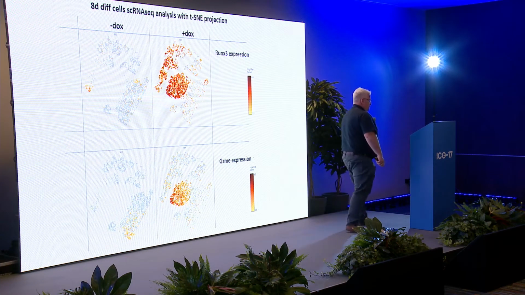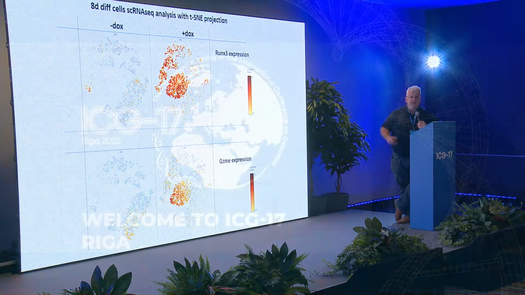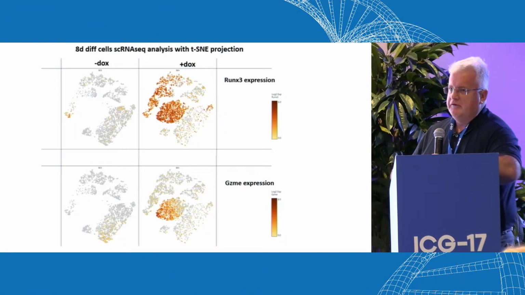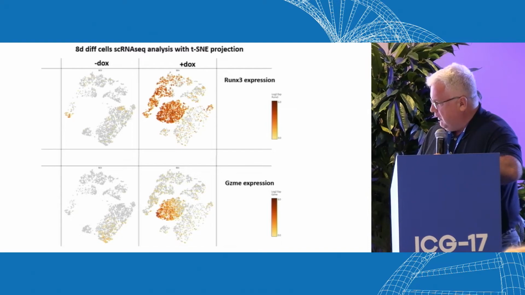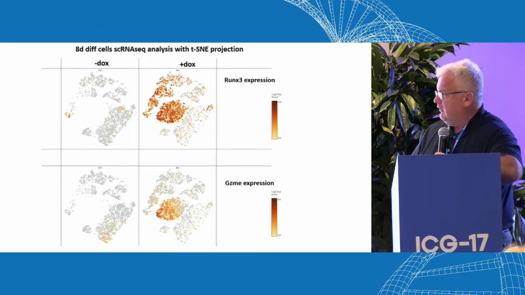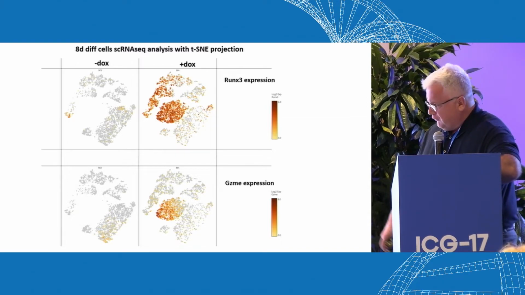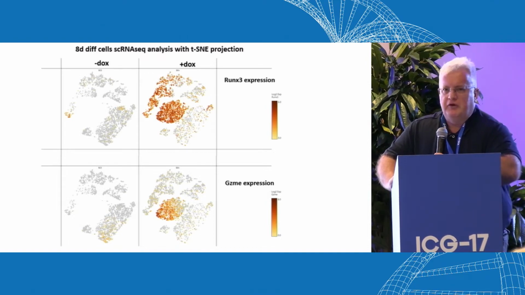And as we expected, in this cluster the Runx3 transgene was highly expressed. And our favorite genes, the granzymes, were also highly expressed. So these results also confirm that Runx3 can probably directly contribute to granzyme gene expression. But we found some additional interesting and putative target genes of Runx3.